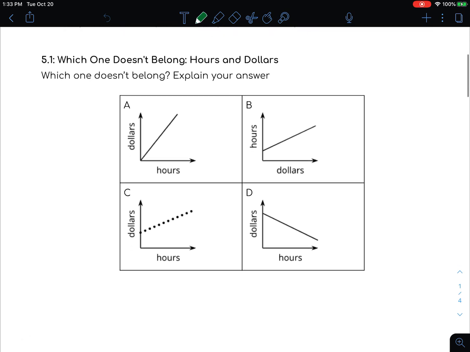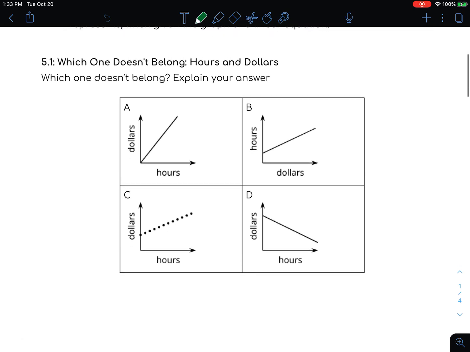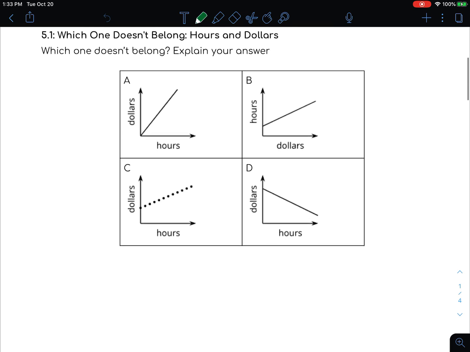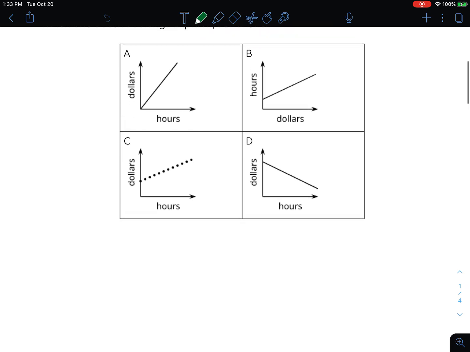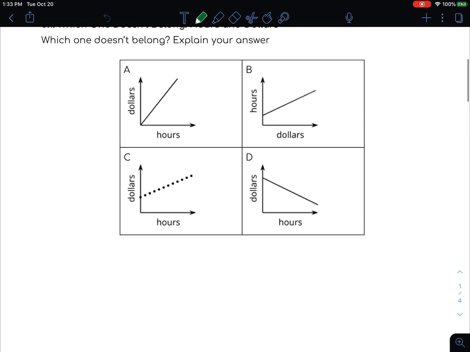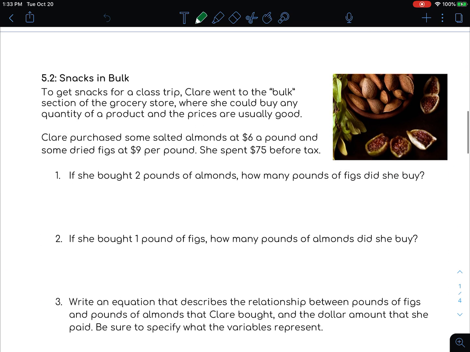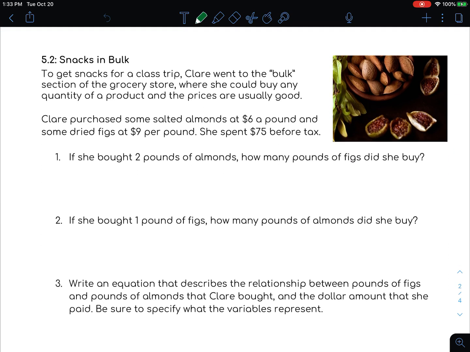If you weren't in class today and want to take a look at the 5.1, which one doesn't belong, you can do that here and write down your answer. There's a number of different ways of looking at those 4 graphs and deciding which one doesn't belong. But in terms of the video today, we're going to move on to 5.2, snacks in bulk.